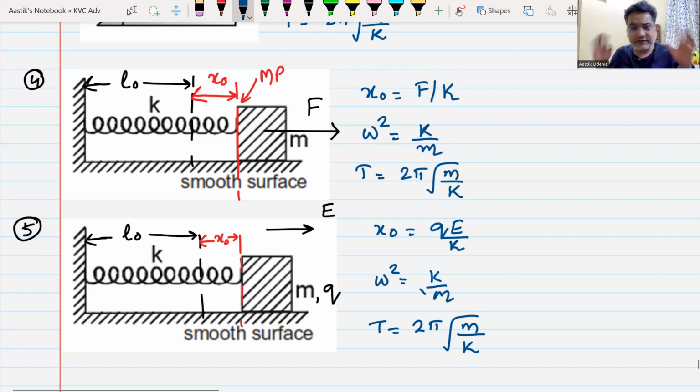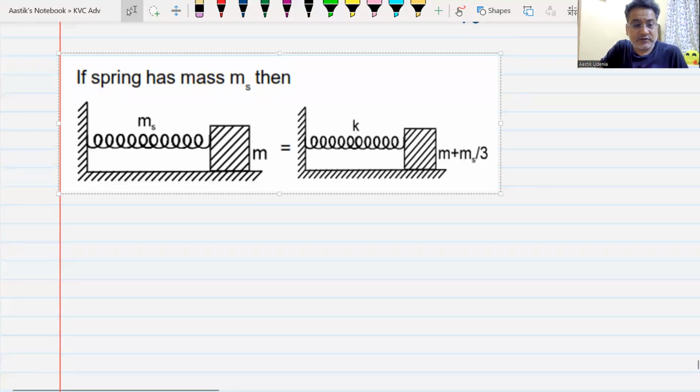So it doesn't matter if it is attached to a spring and you apply a constant force F. The only thing that is going to change is that the mean position is going to shift here and there, but the motion still remains simple harmonic in nature. Next case. What is the number of this case? 6, sir.